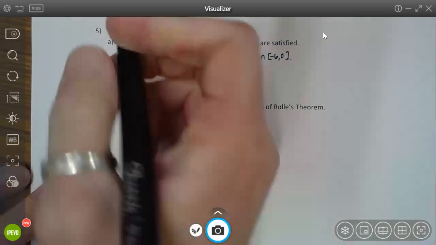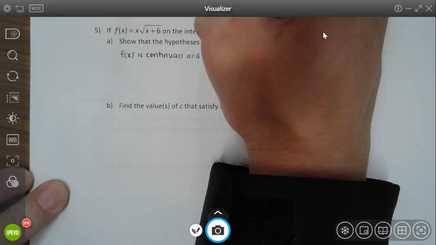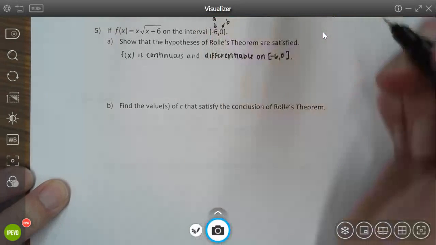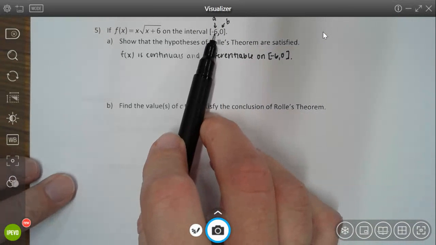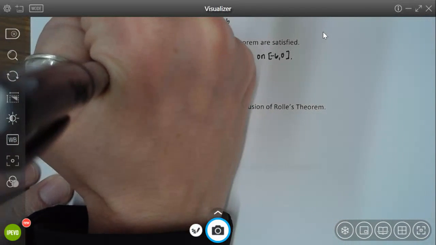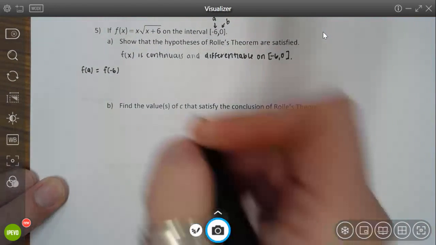We also need to show that f of a is equal to f of b. So on this given interval, we usually call the first value a, and we usually call the second value b. So what we're looking to show is that f of -6 is equal to whatever f of 0 is. So let's do f of a, and we'll call that f of -6.